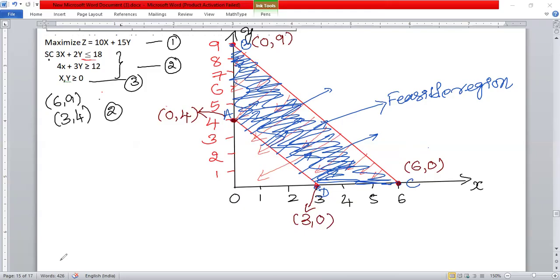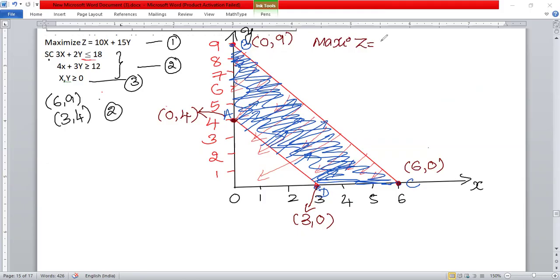After identifying the 4 corner points, we are able to find the optimal solution. So let me see how to find the optimal solution. Okay, I'm going to mark the optimal solution here. Fine. So we are able to write: maximize z is equal to 10x plus 15y.